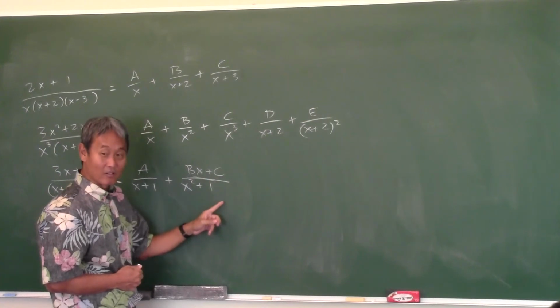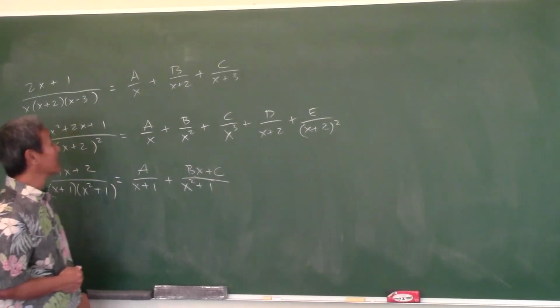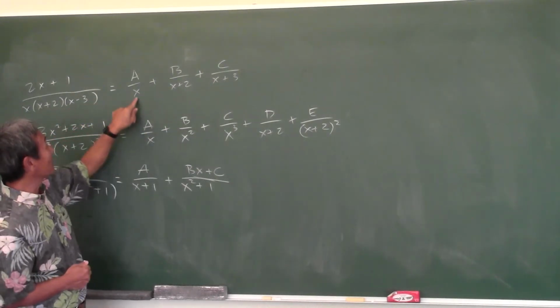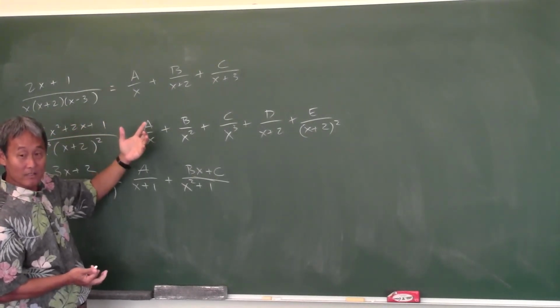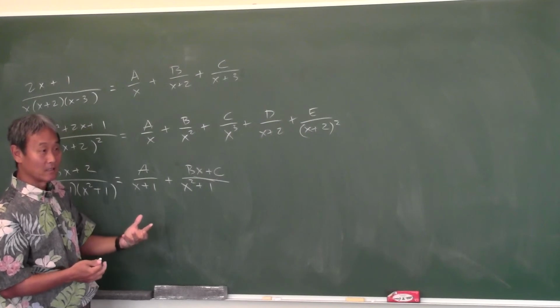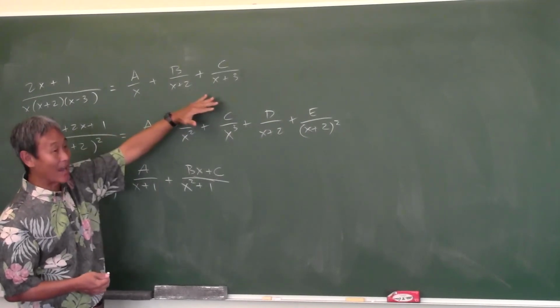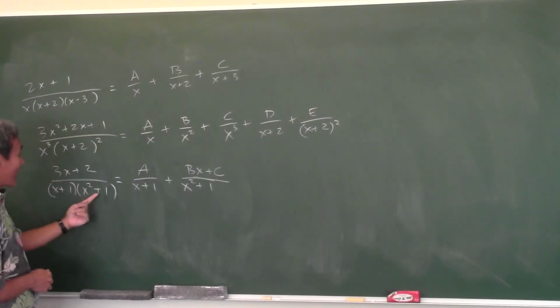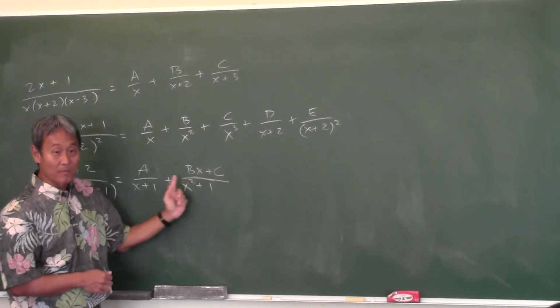Wait, so how come the top one just has to be a constant? That's because these are all linear factors. These are all first power. What's smaller than degree 1? 0, which is a constant, right? Degree 0 means constant. So when you have linear factors, you're just going to have just a single letter on the top. But when you have a quadratic factor, then you got to have degree 1 on the top, bx plus c.